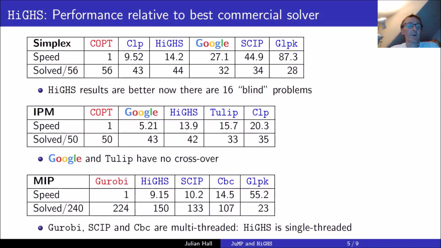For mixed integer programming, the best code is still Gurobi, but HiGHS is the best of the open source solvers by a margin in terms of problems solved within 2 hours. Next, behind that comes SCIP, and then CBC, and a long way behind is GLPK.